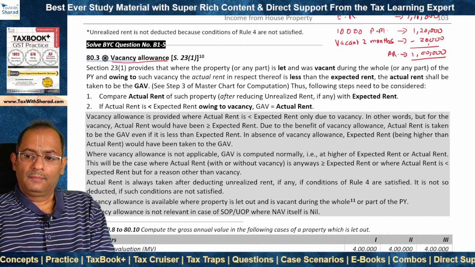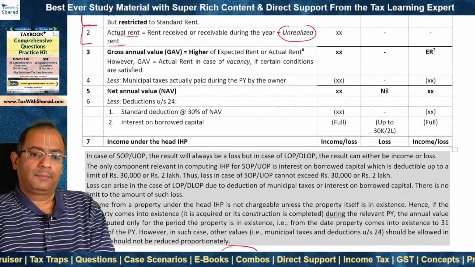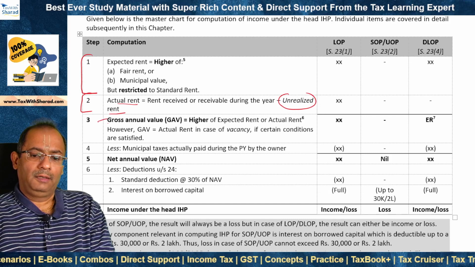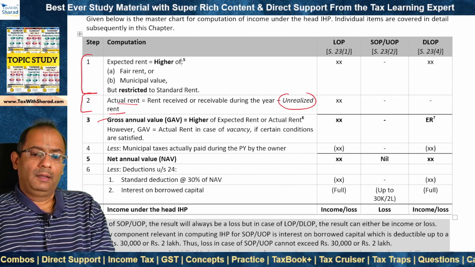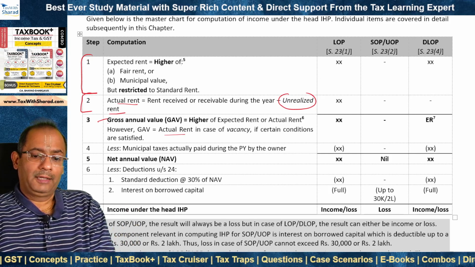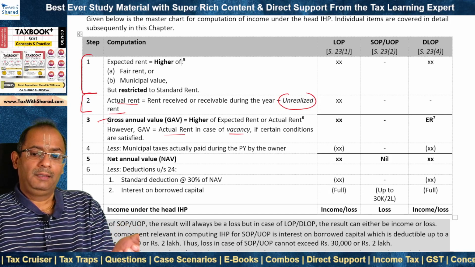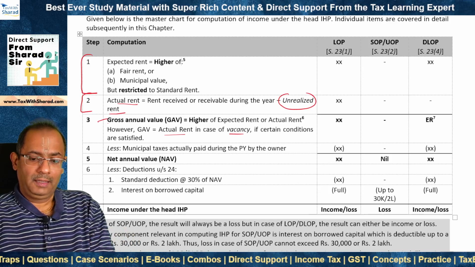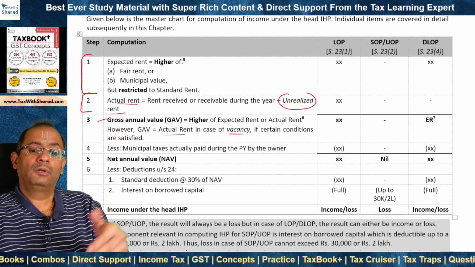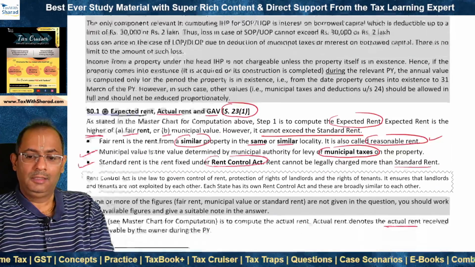vacancy allowance. So going back to our master chart, what we noted was that higher of expected rent or actual rent is the gross annual value. However, gross annual value is the actual rent, not a higher of expected rent or actual rent, right? In case of vacancy, if certain conditions are satisfied. So that means if certain conditions are satisfied in case of a vacancy, then gross annual value is taken as actual rent, even if expected rent may be more than the actual rent, right? So higher of expected rent or actual rent is not taken. So this is in the nature of a benefit.